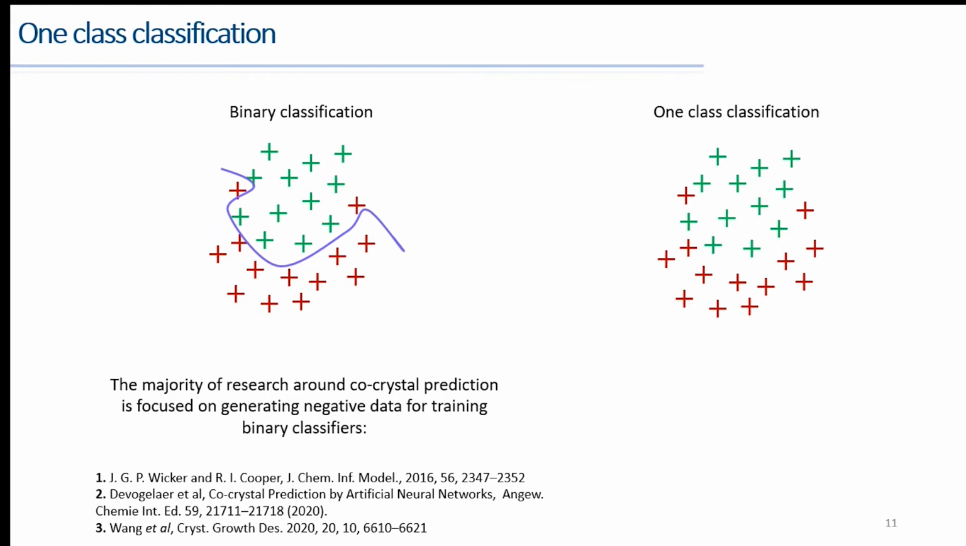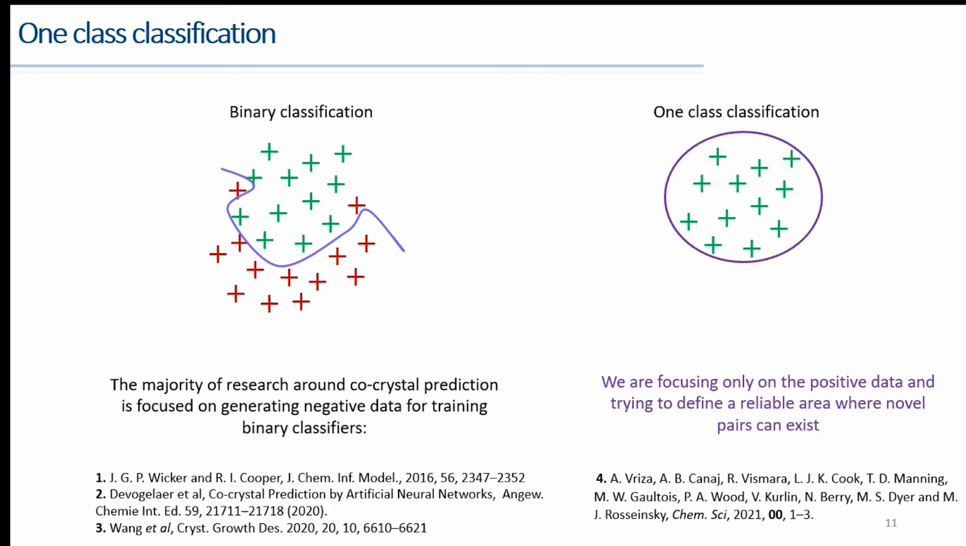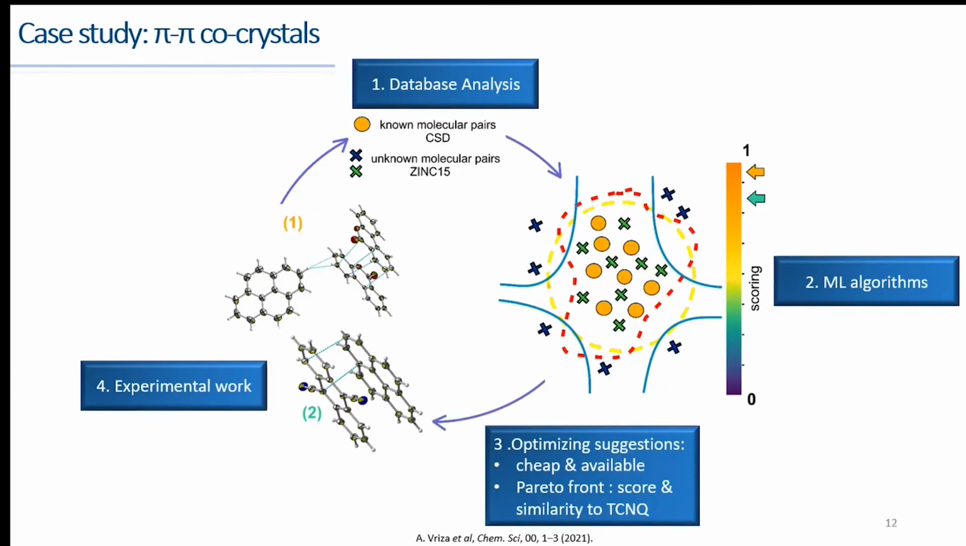Instead of that, we wanted to entirely drop out the negatives because they were unreliable and we don't have much information about them. And we tried to use a method called one-class classification, or else anomaly detection, which is basically focused only on one class of materials. So we are trying to find where the density of this data is, and then to see if we are able to add any new pair in this region.